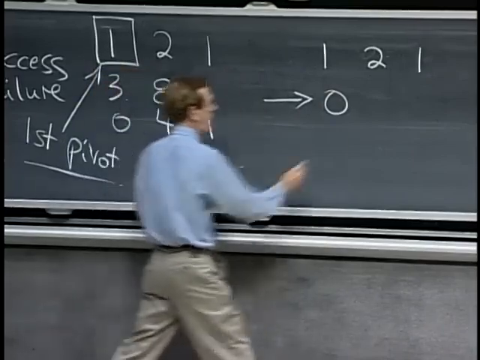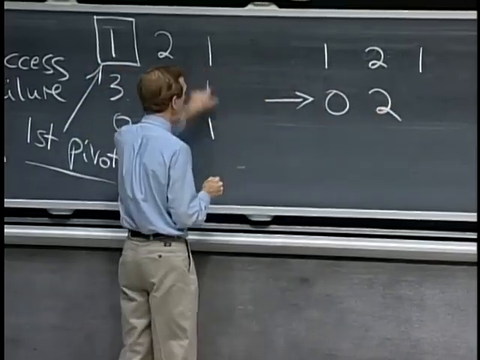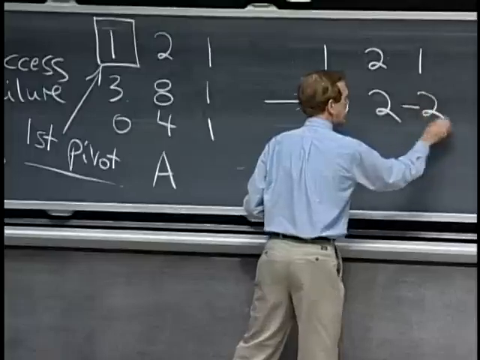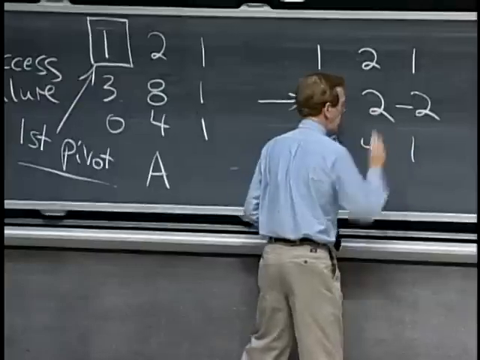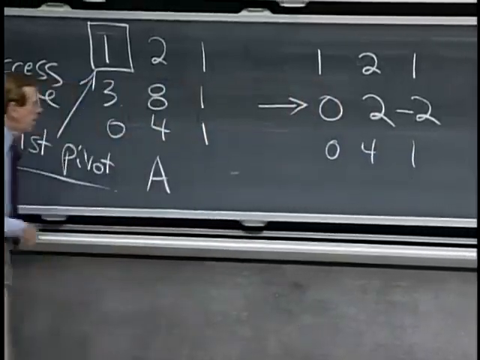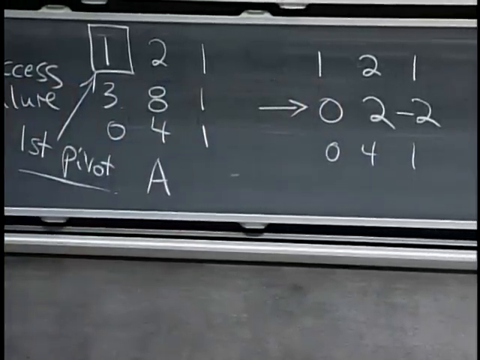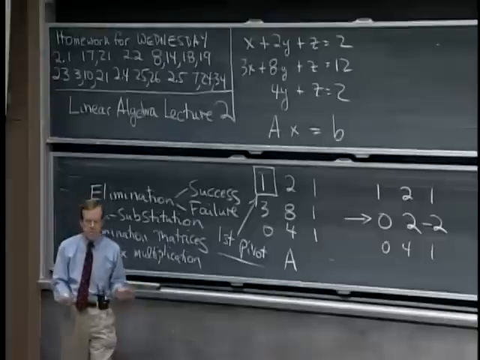3 2s away from the 8 will leave a 2, and 3 ones away from 1 will leave a -2. And this guy didn't change. Okay. Now, that step is forward elimination, and that step's completed.